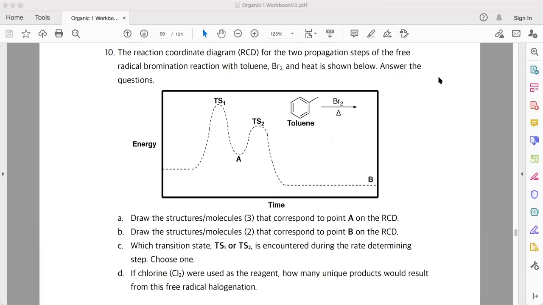Okay, so D: if chlorine were used as a reagent, how many unique products would be formed? Well, think about how many possible protons there are, okay? So for D, let's just draw that out.